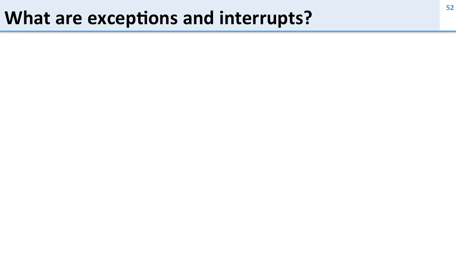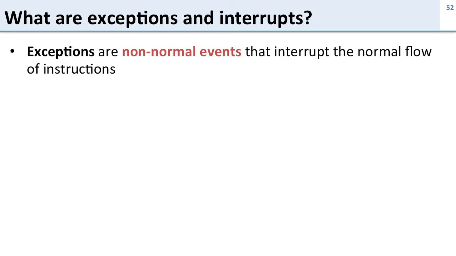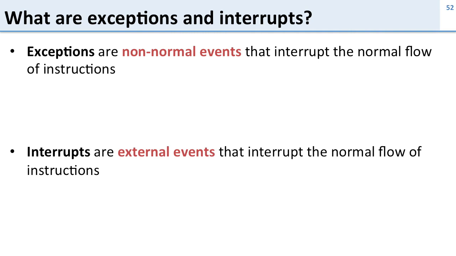So now we're going to talk about exceptions and interrupts. So what are exceptions and interrupts? Well, an exception is a non-normal event that interrupts the normal flow of instructions. So it's something unexpected. Interrupts are external events that interrupt the normal flow of instructions. So these are something that's coming from outside the computer system usually.